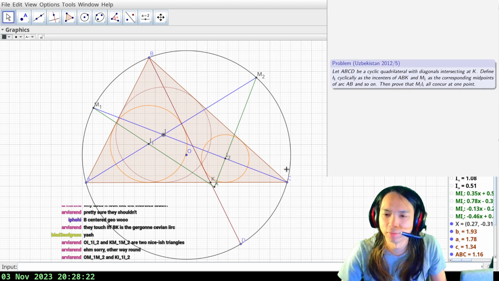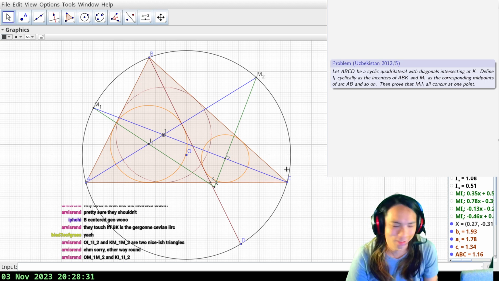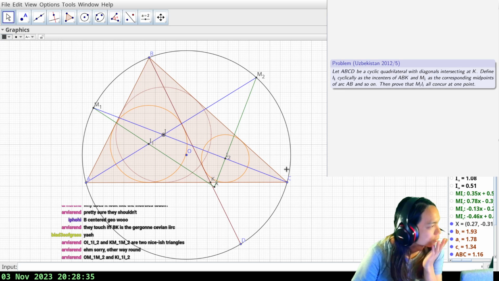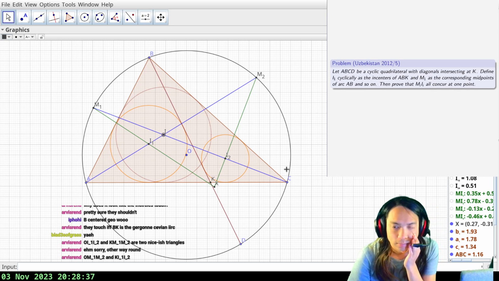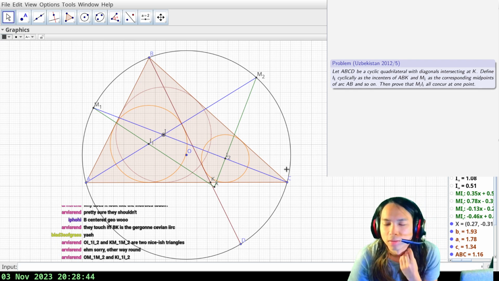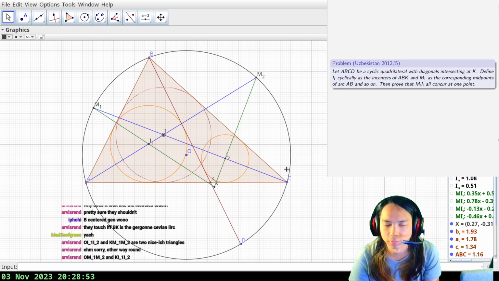And then we have this complete quadrilateral picture. We have this point O. Okay. X is just really awkward. Yeah, so O, M1, M2, and K, I1, I2. So the right angle at K. O is the center of the cyclic quad.